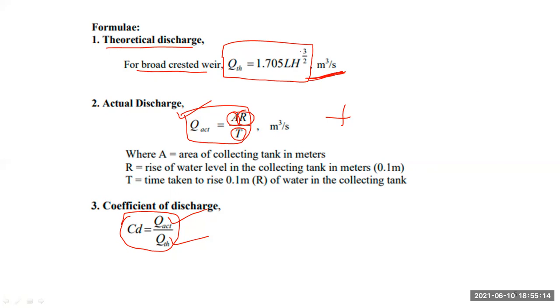The length will be given, so you are going to note down the length of the weir, and the head, and you will have different heads for different trials. Using that you will get the theoretical discharge, and later using the time of the collecting tank you will get the actual discharge. Once you get the actual and theoretical, you will get the coefficient of discharge.